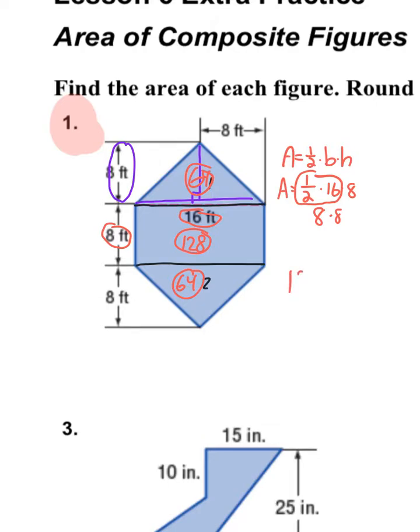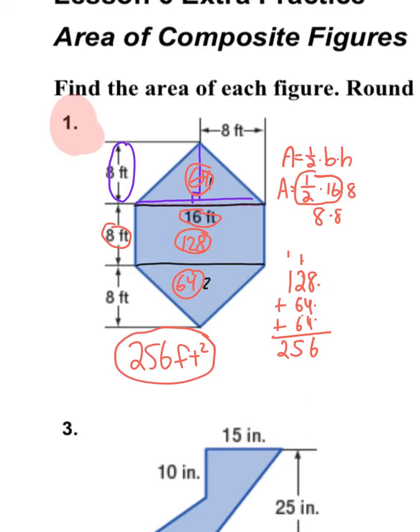So remember, you could use a calculator, but I have 128 plus 64 plus 64. 8 and 4 and 4 is 16. 6, 12, 13, 14, 15. Carry the 1, 2. So my answer to number 1 is 256 square feet, because area is always square units. So if you had that, give yourself a C.